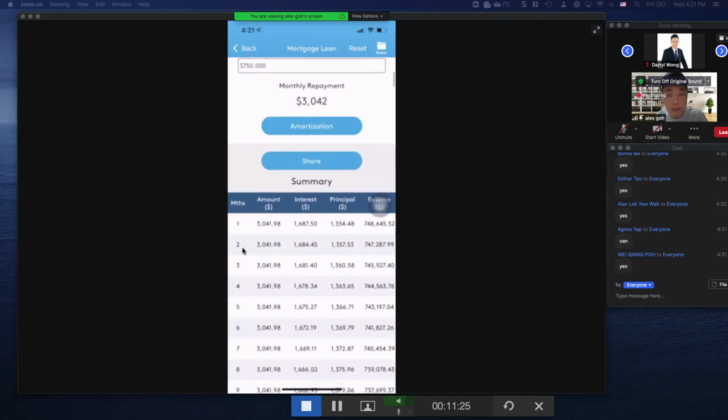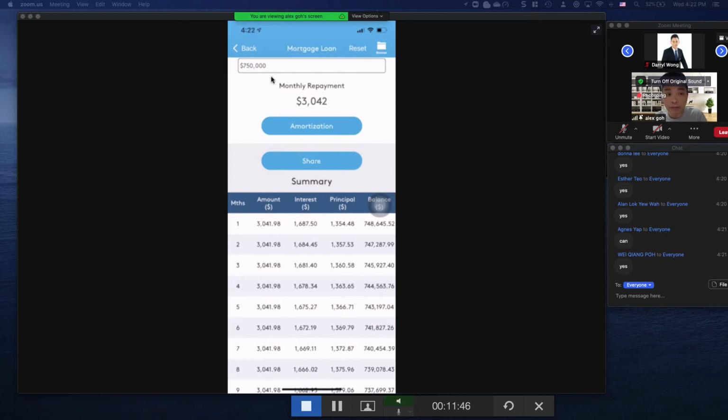So you see this 3042 is split into 1687.5 interest, 1354.8 principal. The 1354.8 goes to you. This is your savings. The 1687.5 goes to the bank, doesn't come back to you. Why would I say that?